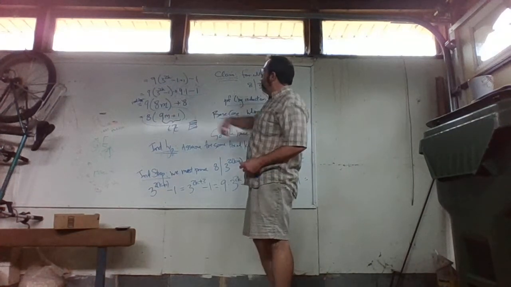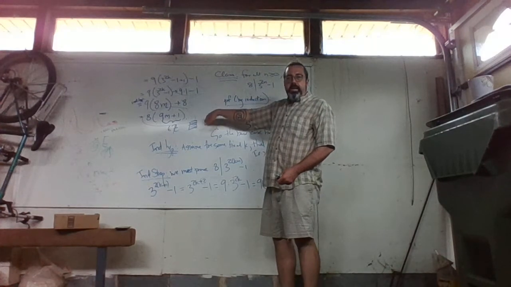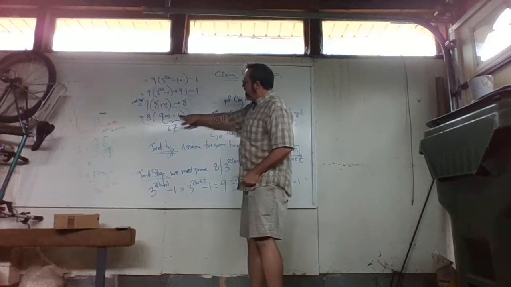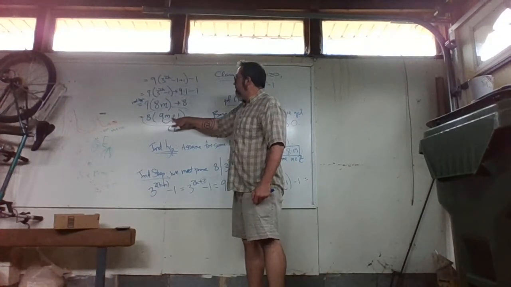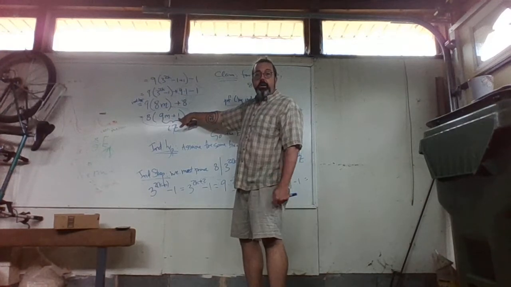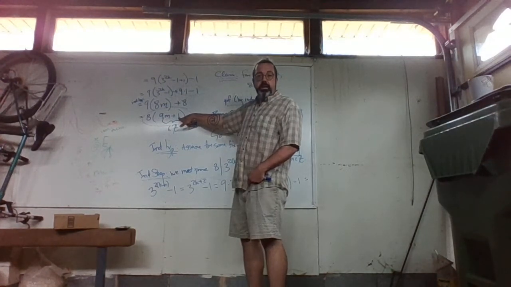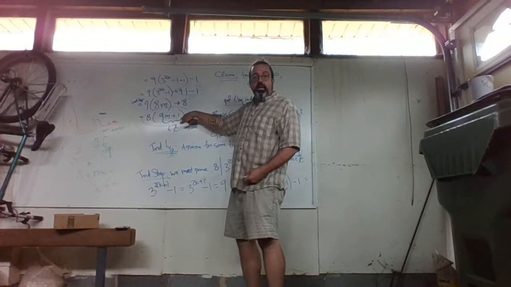I erased it unfortunately, but I think the numbers were 0, 1, 10, 91. Those are not random numbers. If you start with 0, this formula here tells you the next one is going to be 9 times 0 plus 1, or 1. The one after that is going to be 9 times 1 plus 1, which is 10. The one after that is going to be 9 times 10 plus 1, which is 91.